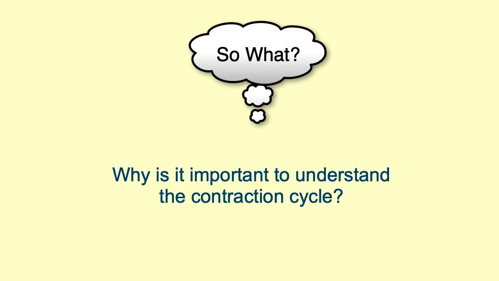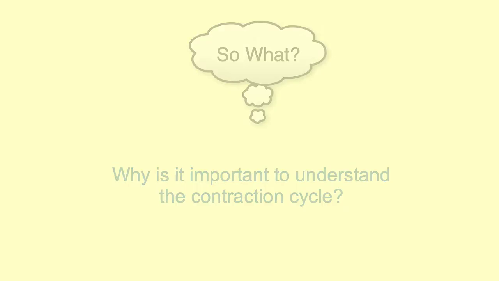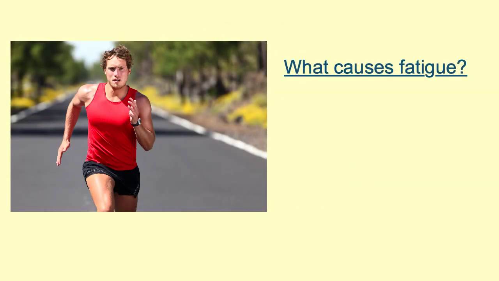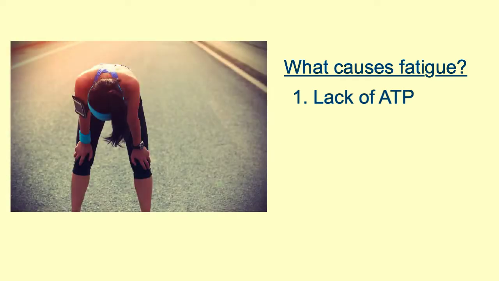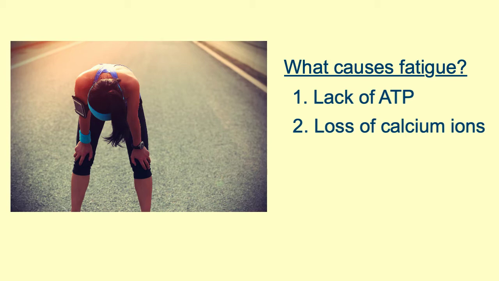So what? Why is it important to understand the contraction cycle? Well, this can help us understand exercise physiology. When we exercise, why can't our muscles contract indefinitely? One reason is that if a muscle cannot supply enough ATP to meet demand, the muscle will fatigue. For example, you cannot sprint forever because your mitochondria can't continue producing ATP rapidly enough. Dehydration can also cause muscle fatigue because the associated loss of calcium ions interferes with the contraction cycle.